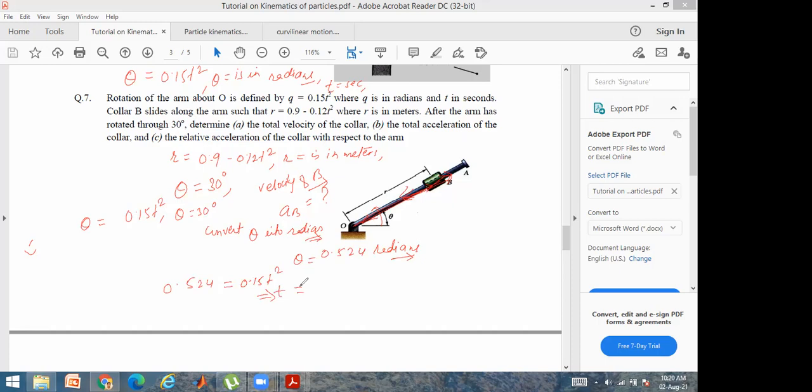What's the answer? 0.524 divided by 0.15 gives, t equals 1.869 seconds. So you'll get the time from this.